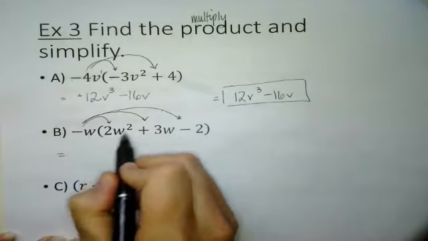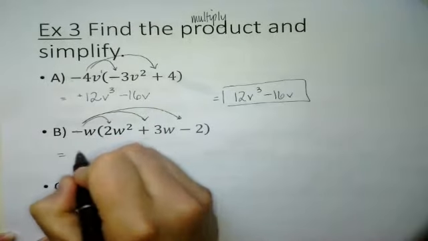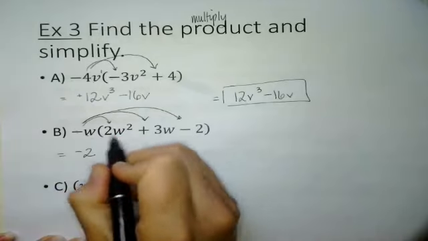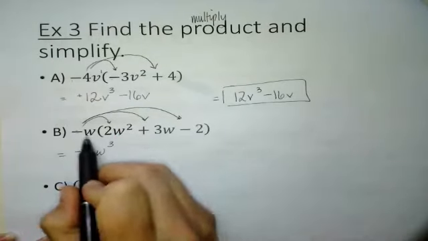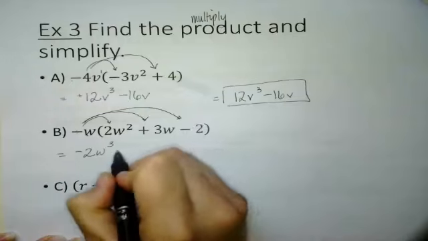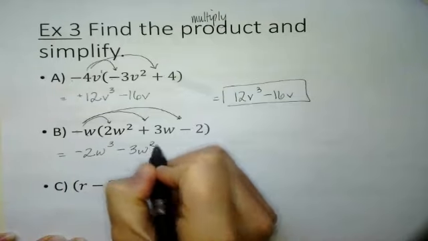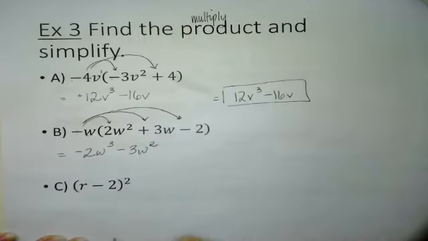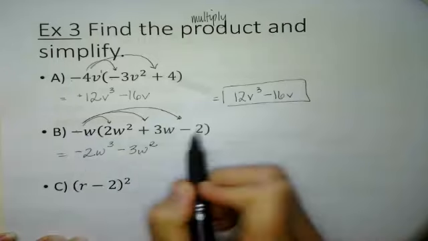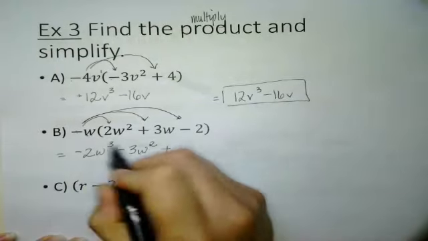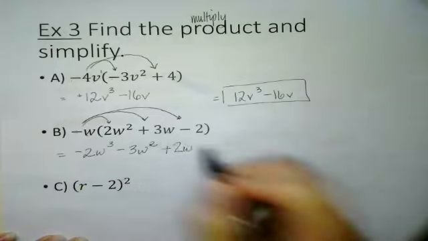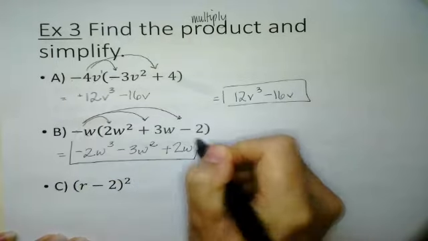Negative w times 2w squared is a negative times 2 is negative 2. W times w squared would give you w cubed. Negative w times 3w would be negative 3w squared. W times w is w squared. And here we have negative w times negative 2. Negative times negative is positive. W times 2 is 2w. No like terms there.